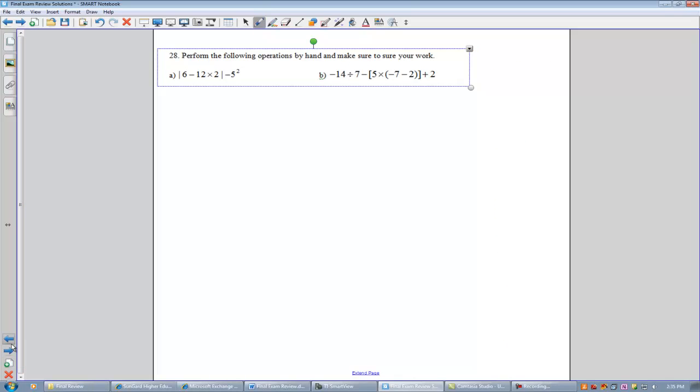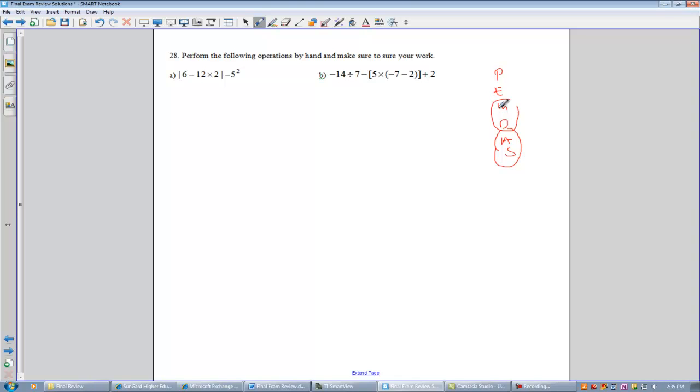All right, number 28, we have: perform the following operations by hand and make sure you show your work. So let's start on the left here. And this is all, please excuse my dear Aunt Sally. All right, remember, these two can go together, and these two can go together. P stands for parentheses, E for exponents, M for multiplication, D for division, A for addition, and S for subtraction.